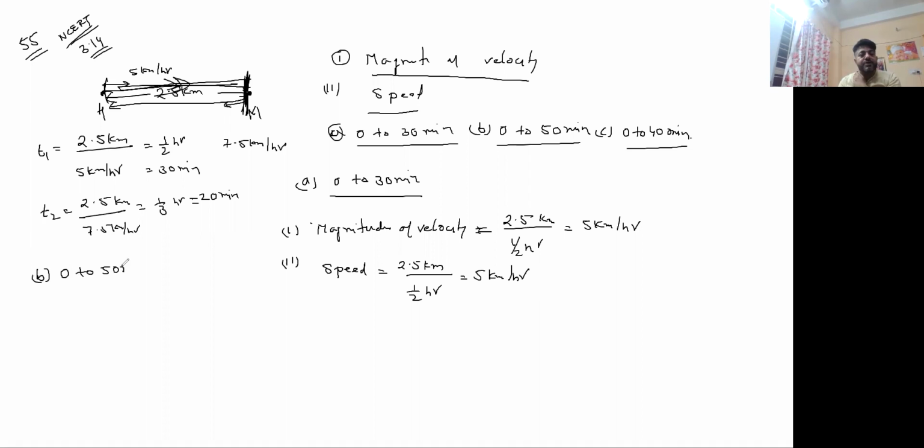0 to 50 minute। तो 0 to 50 मिनट ये गया और वापस भी आया, ये सब नो। देखो 30 + 20, 50 मिनट में वो गया, इंस्टेंटली बैक करके आया। 30 मिनट एंड यहाँ पे 20 मिनट, टोटल 50 मिनट। सो इन दिस 50 मिनट मैग्नीट्यूड ऑफ वेलोसिटी, डिस्प्लेसमेंट कितना है? 0। टाइम कितना है? 50 मिनट, मतलब 5/6 आवर। तो 0 के किसी से भी डिवाइड करो, आंसर 0 ही होगा। ये सर नो?